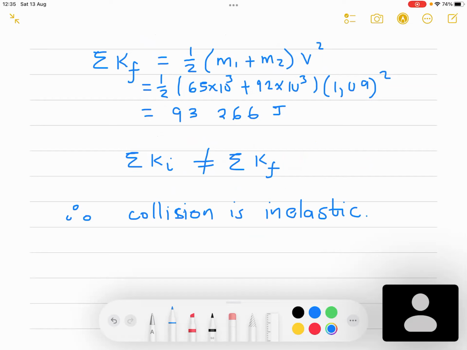Okay, so I think we've covered all the possibilities. We've done many different examples and many practice questions on momentum. Okay, so now let's just move on to calculations with the Doppler effect.